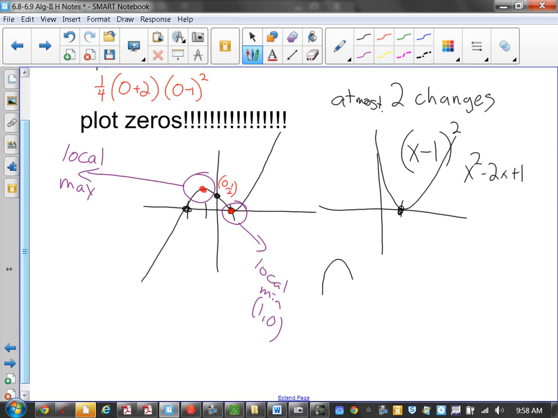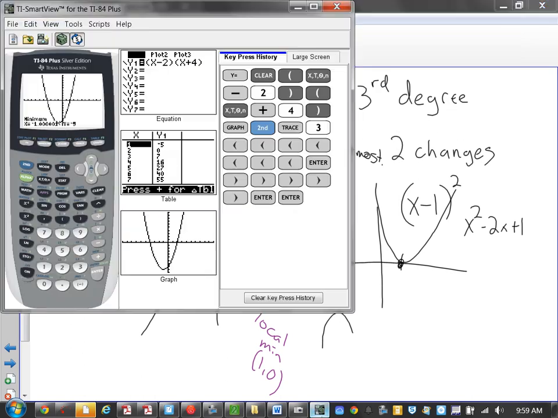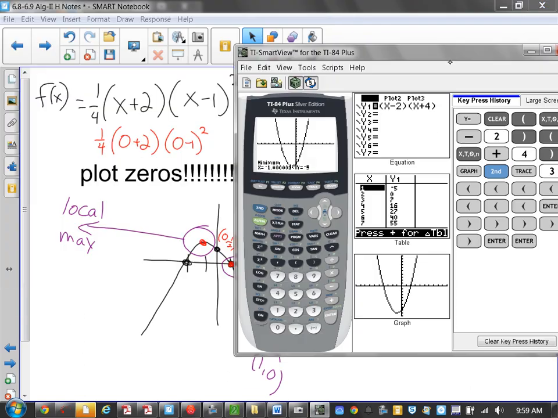This localized maximum, I don't know what it is, but what can I use to find it? Well, you gotta get your calculator. I can use my calculator to find that. All I have to do is put this function into my table. Wouldn't they be the same distance away from each other? Not necessarily. When you get into the higher degree polynomials, they're not necessarily symmetric.